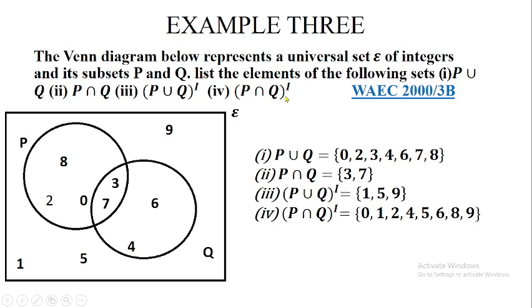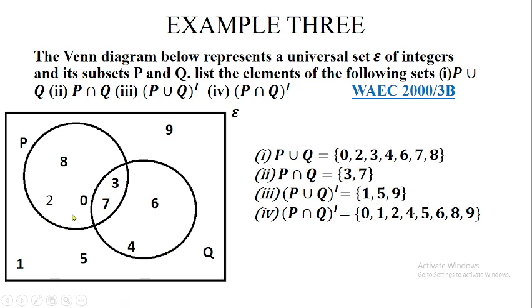Then P intersection Q complement as well. You might need to pause your video and try that one yourself as well. P intersection Q complement. So that means P intersection Q needs to be removed. Remove P intersection Q, this P intersection Q. Remove it. Then whatever you have left is P intersection Q complement. When I remove it, what do I have left?